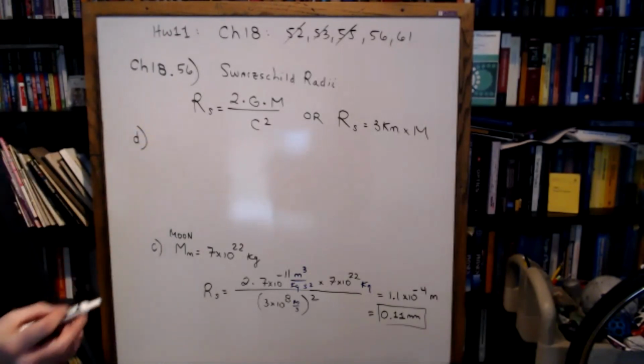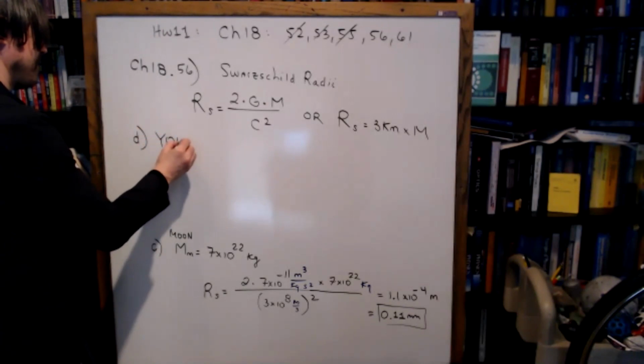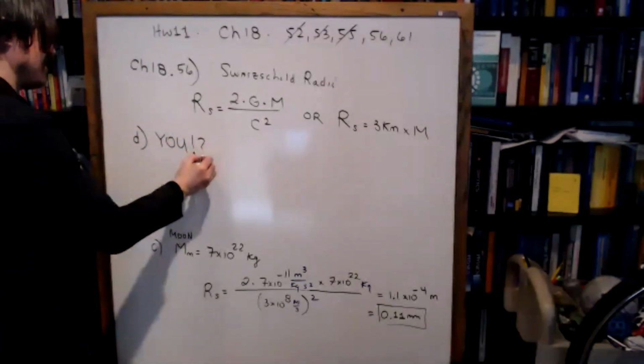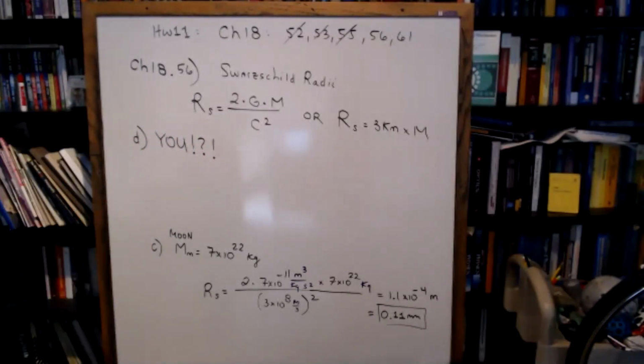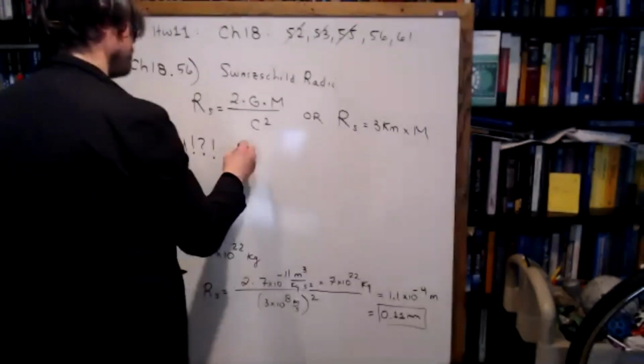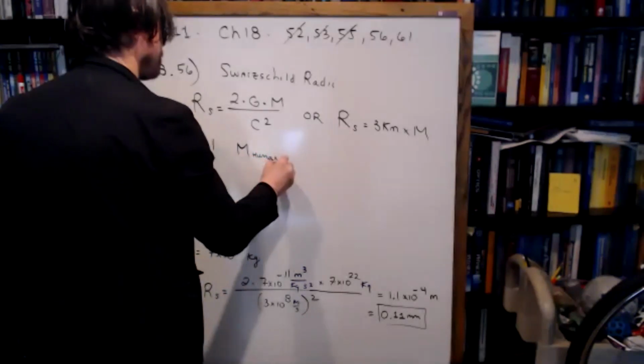Part D: a mini black hole formed when a super advanced civilization decides to punish you, unfairly, by squeezing you until you become so small that you disappear inside your own event horizon. What's the mass of a human? I don't know. It's like half your weight, right?